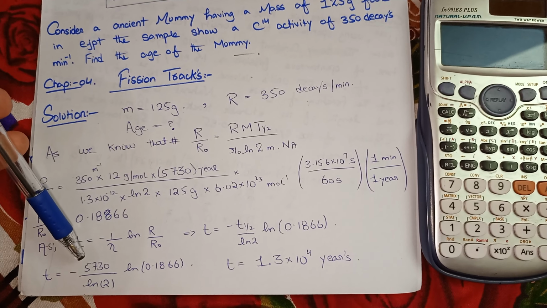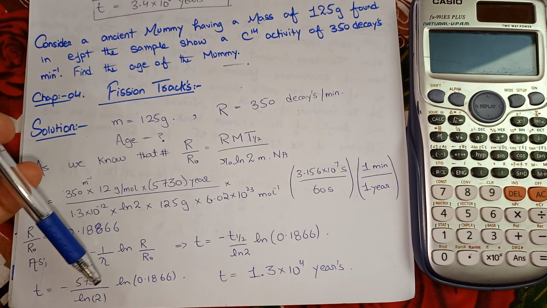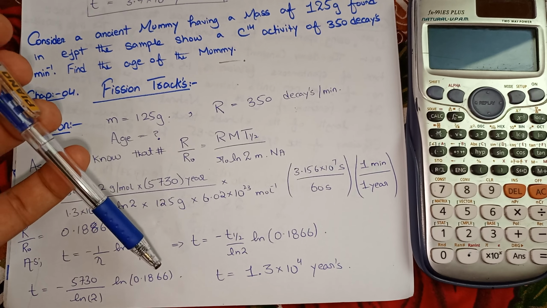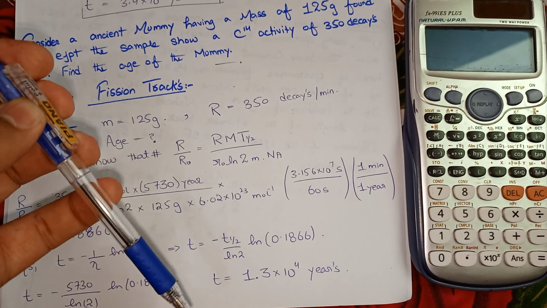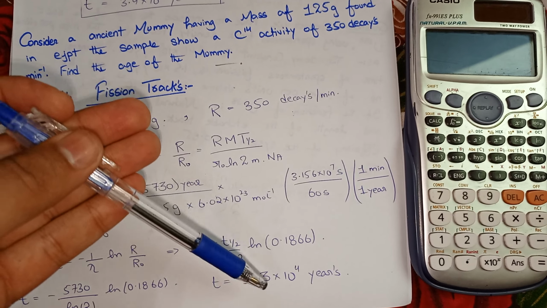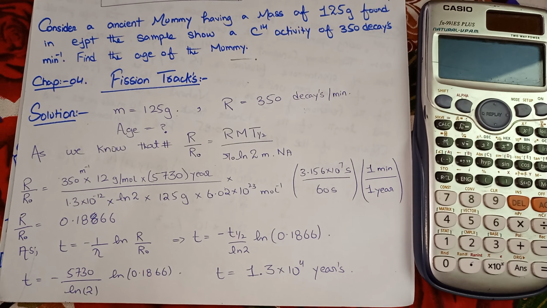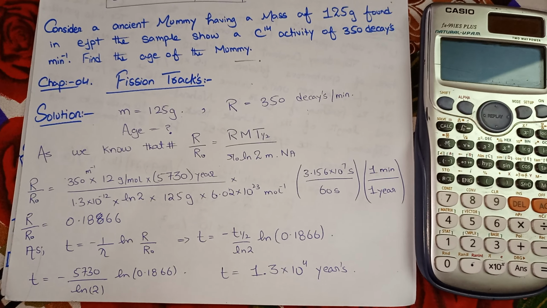The half-life of carbon-14 is, as I mentioned before, 5730 divided by ln 2 multiplied by ln of 0.1866, and you will get the time period for the mummy in this problem, which is basically equal to 1.3 times 10 raised to 4 years. So this is the age of that mummy.